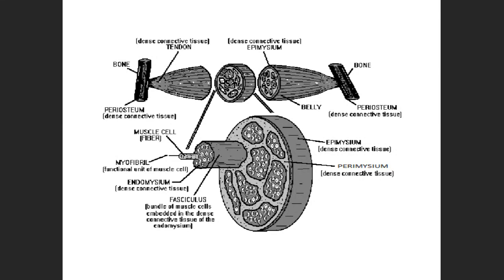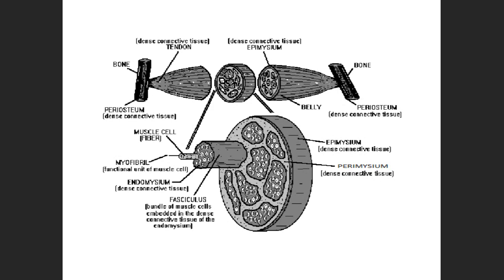The periosteum is the connective tissue around the bone that the muscle is connected to. It's very tough, very dense connective tissue, hard to rip. And then it's continuous with the tendon of the muscle. So it's not like the muscle is glued to the bone. It's actually continuous with the covering. So it's very, very well attached, hard to rip off.